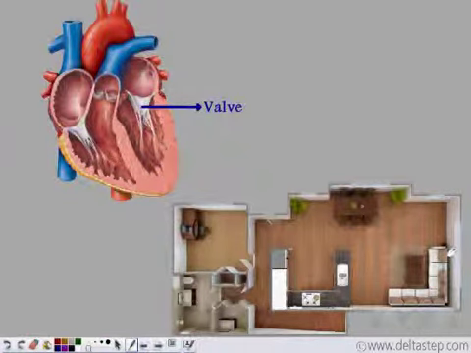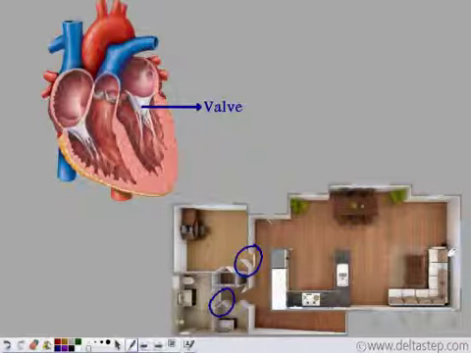See, this is a top view of an apartment, and you can see doors which are hinged at one end and separate two rooms from one another. So you can easily compare these doors to the valves present in the heart.